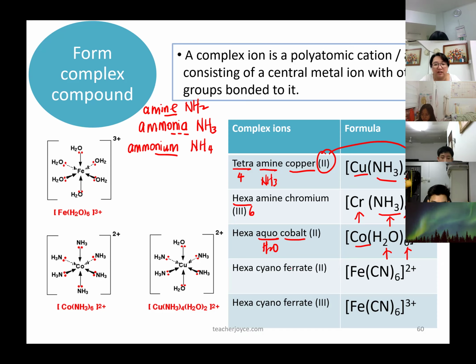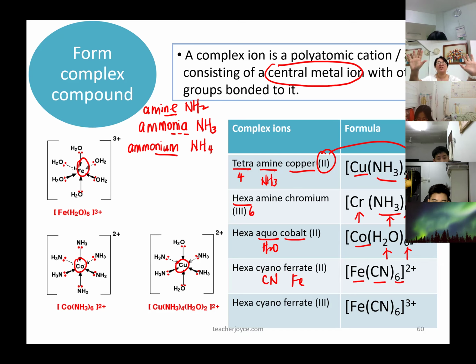2+. Ferrate is Fe, ferrum. Cyano is cyanide, CN. So you get hexa is 6, cyano, ferrate, 2. See that? So complex, right? But do you know who is the center metal? The center metals are all our transition metals. Only transition metals have this characteristic, like an octopus, catching so many things together.